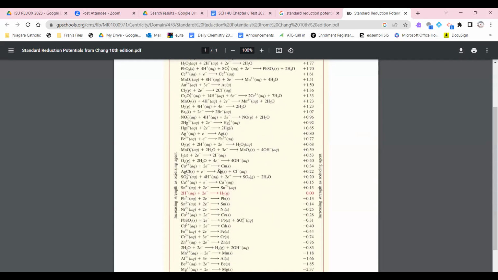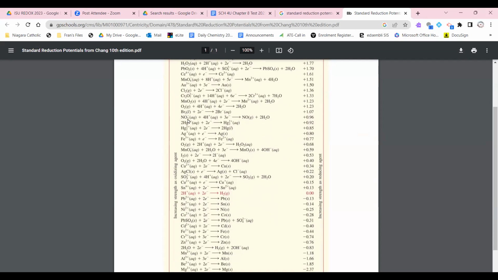So it's going to be a reducing agent. Everything on the right is a reducing agent. Everything on the left is an oxidizing agent. So copper is here as a reducing agent, so you can go back and list copper as a reducing agent. The nitrate ion is up here. It's an oxidizing agent.